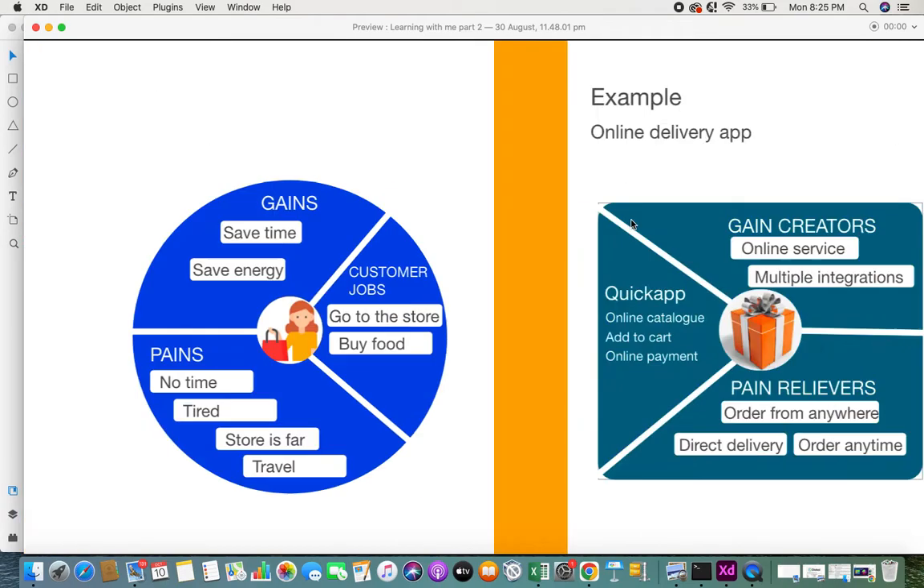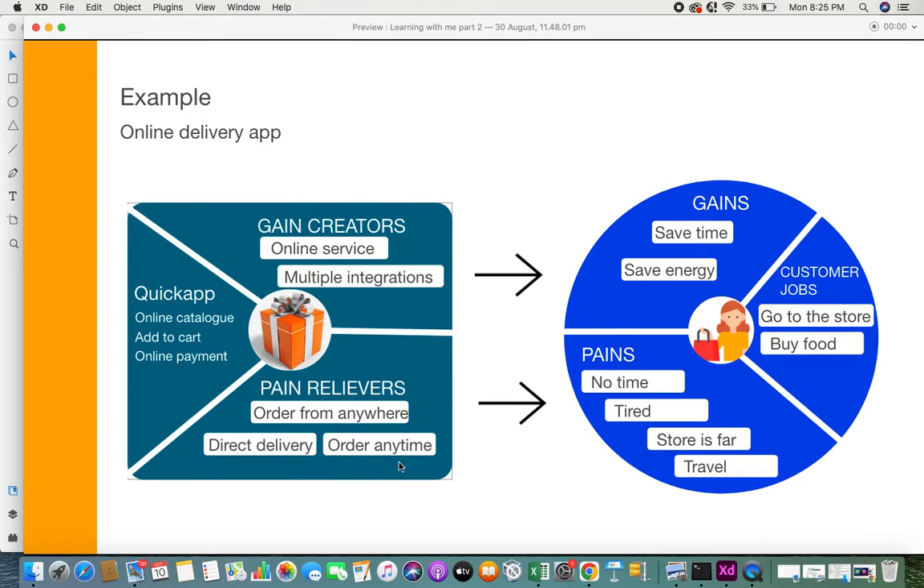So in the end, if you see, all these pain relievers are actually being applied in order to ease out the pains of the customers, as well as these gain creators are leveraging the customers to achieve their gains. Okay, so that's how you put down this value proposition canvas, and you show the customers, the stakeholders, in detail as to how your product or service is going to be beneficial for them. So this is something about value proposition canvas.